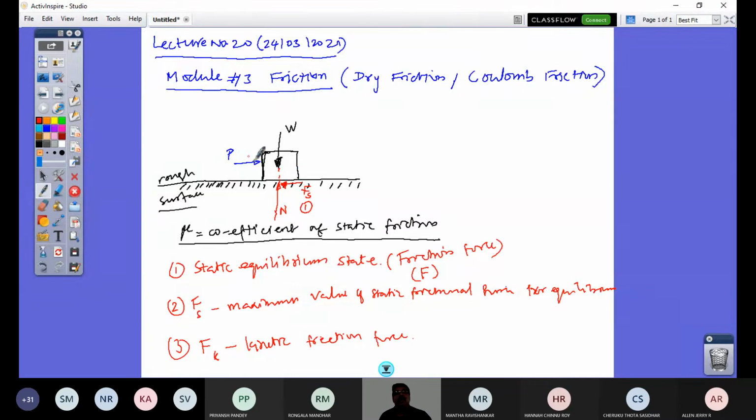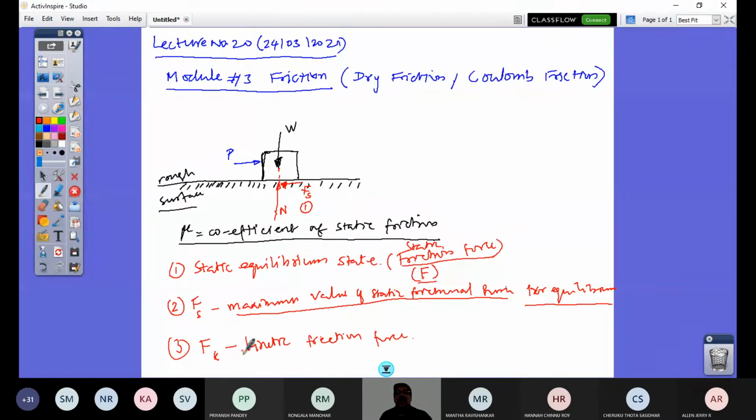When I apply force P, it doesn't move, it is under static equilibrium. Then I simply call the opposing force simple static friction force. When it is about to start moving, that is going to have some maximum value, then I use a special letter Fs. I call that the maximum value of static frictional force, or limiting value of frictional force. And that is for the equilibrium to be maintained, right?